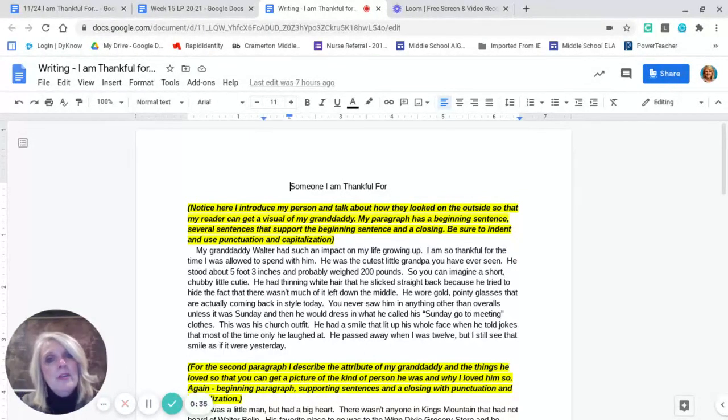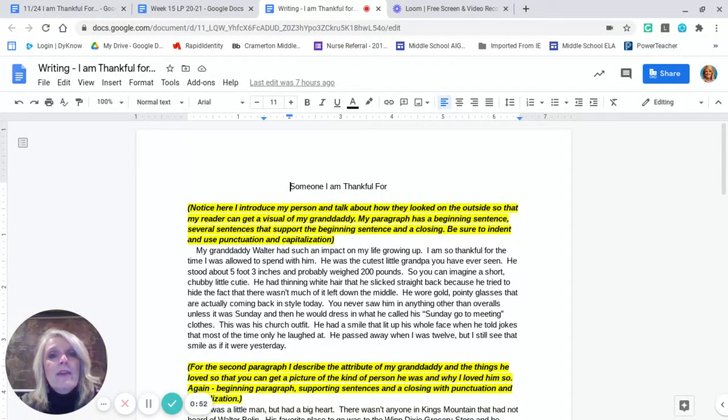You can write about someone that is in your life right now that you're thankful for. In fact, I encourage you to do so. And I think it would be an awesome thing for you to print it off or write it on notebook paper and give it to them over the holidays so that they can see how thankful you are for them.